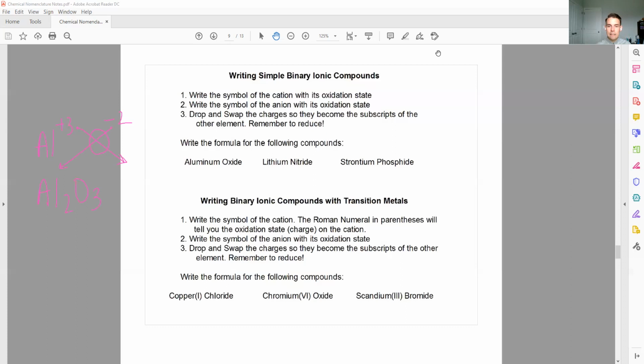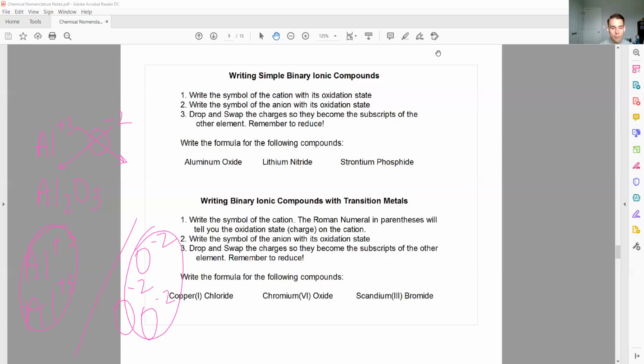Another way to look at it is, if I have aluminum, that's +3. I have oxygen, that's -2. Compounds are neutral, so I need the charges to add up to be 0. Right now I have a +3 and a -2, so that overall is +1. So let me add another oxygen. Now that's -1. So I'm going to have to add another aluminum, which is +2. When I add a third oxygen, my charges now equal 0. I've got 2 aluminums, 3 oxygens, Al2O3.